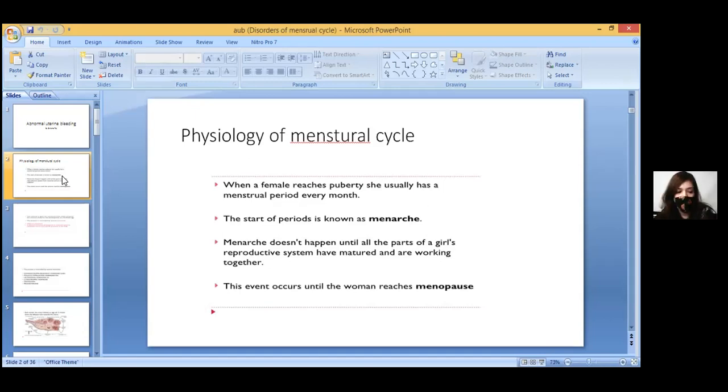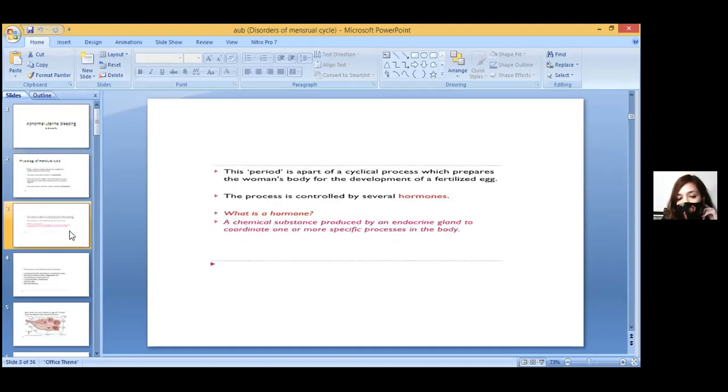The cessation of the periods. All right. So the first period is called the menarche. This period is a part of a cyclical process which prepares the woman's body for the development of the fertilized egg. This process is controlled by different hormones.